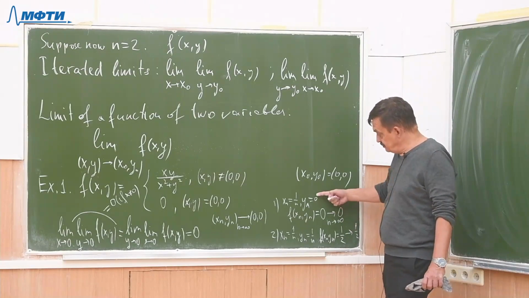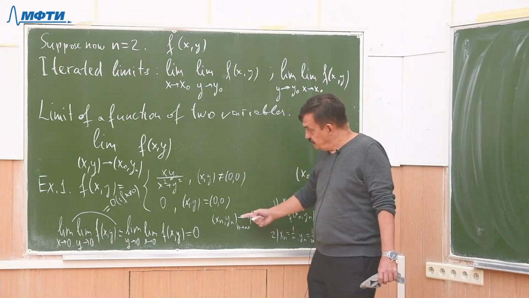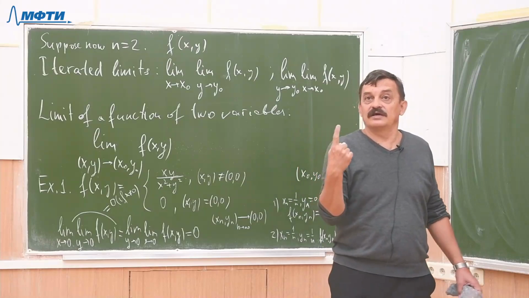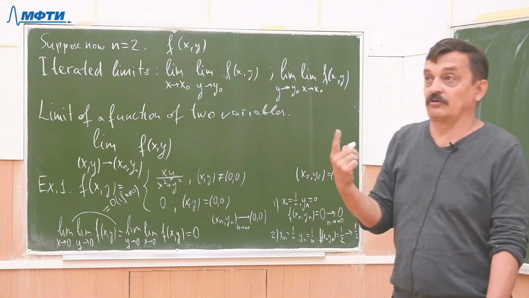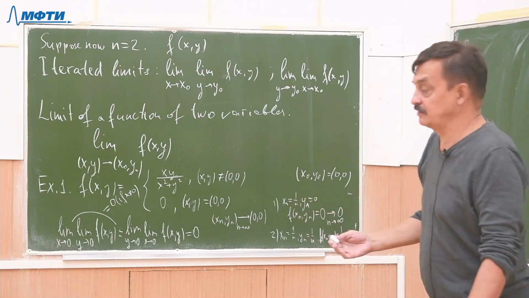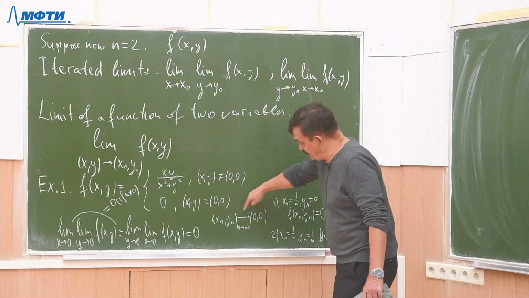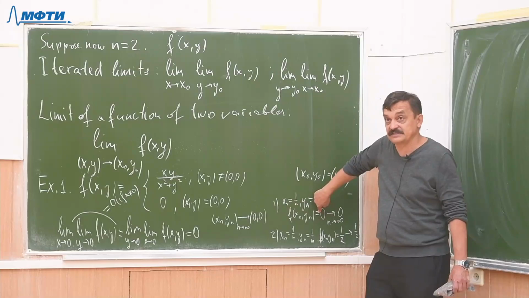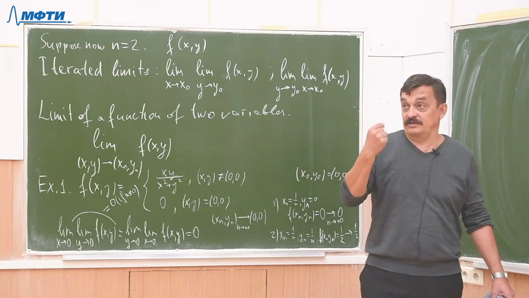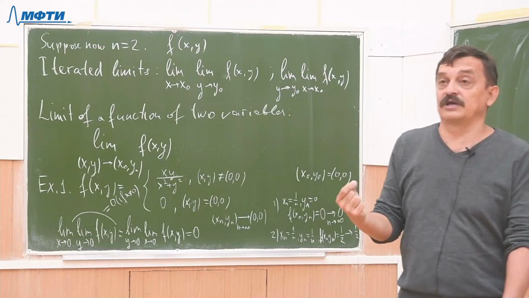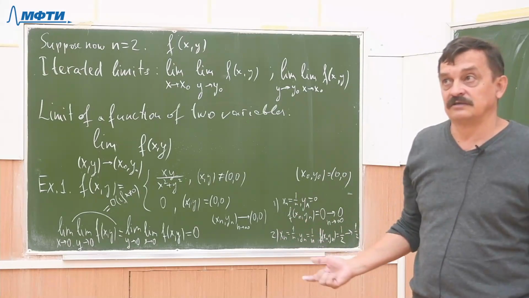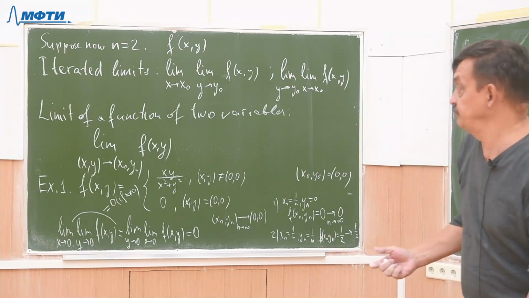And it means there is no limit, because the existence of such a limit, according to the Heine definition, means that for an arbitrary sequence like that, the limit of f of xn, yn should be equal to this limit. And we have two different values for two different sequences, hence no limit.